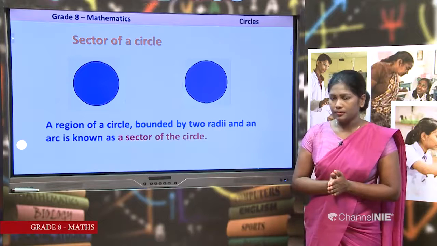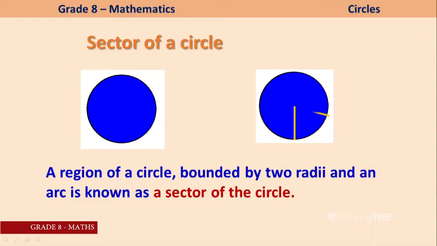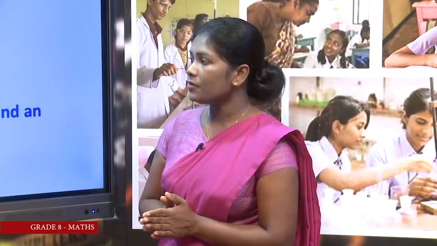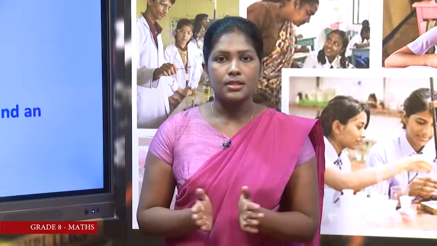Sector of a circle. So there is a circle, a blue color circle. I draw 2 radii in here and color this portion. Then you can obtain 2 sectors. There are 2 sectors. So the blue color one is larger than the other one. So this is the major sector, the blue color one. The other one is the minor sector. So what is the sector? Look at that. A region of a circle bounded by 2 radii and an arc is known as a sector of a circle. Okay children, now you know the meaning of sector and segment.